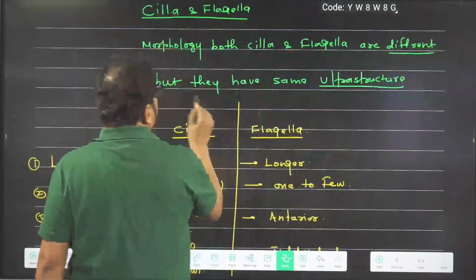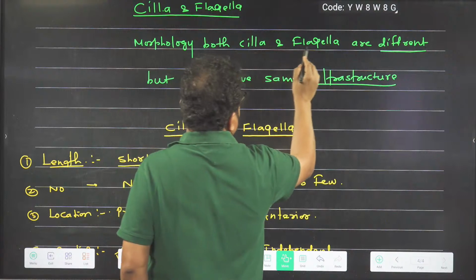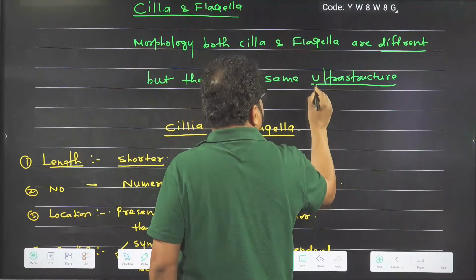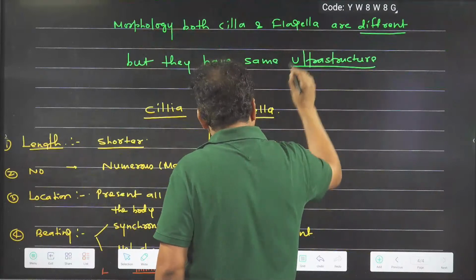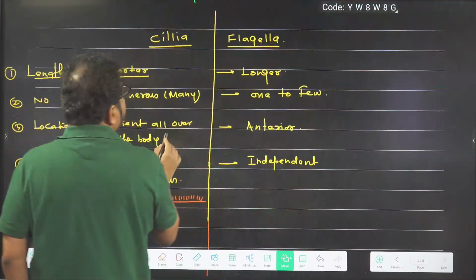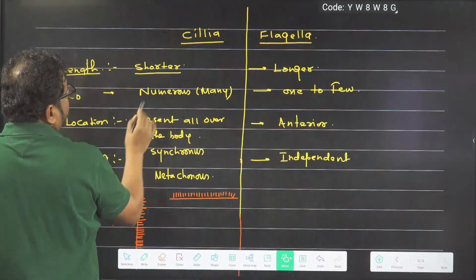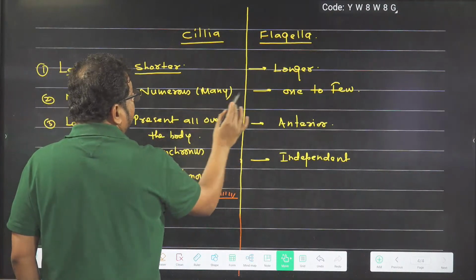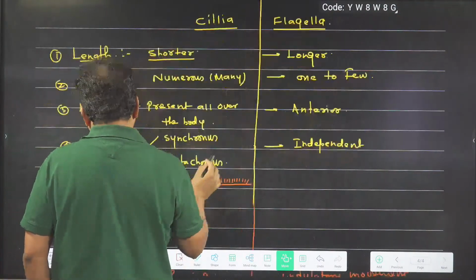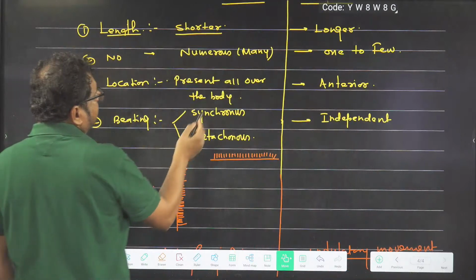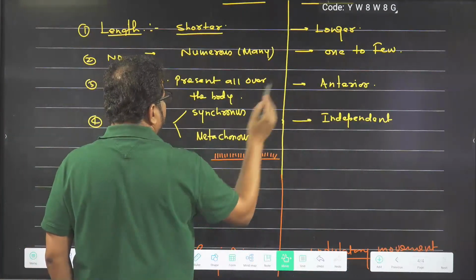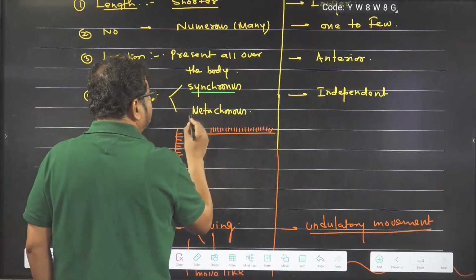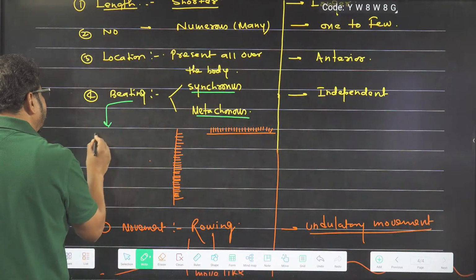So what I wrote about cilia and flagella: morphologically they are different, but their ultrastructure is the same. What are the differences between cilia and flagella? Length: cilia are shorter, flagella are longer. Number: many cilia are there, flagella number is one or few. Location: cilia are present all over the body, flagella usually on the anterior part of the body. Beating: synchronous and metachronous. Beating means coordinated movement.